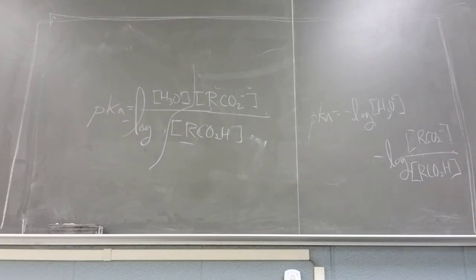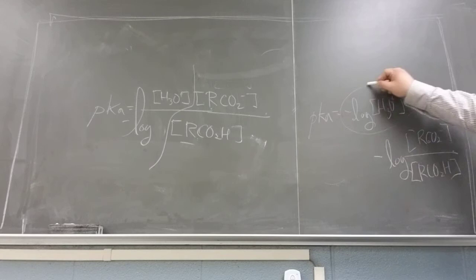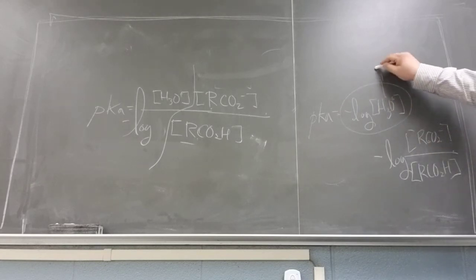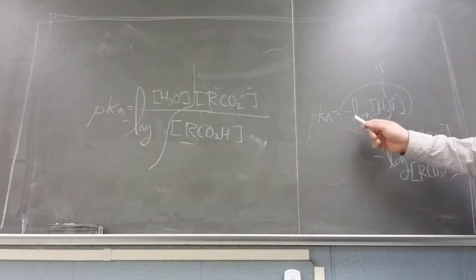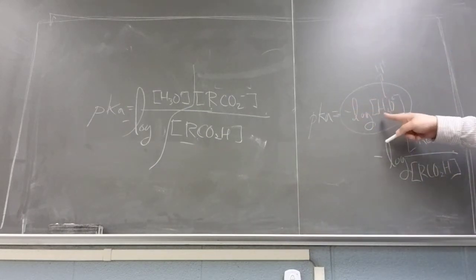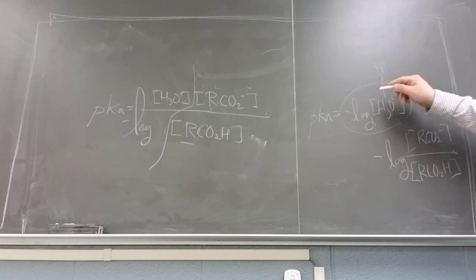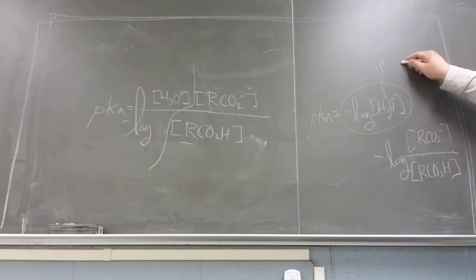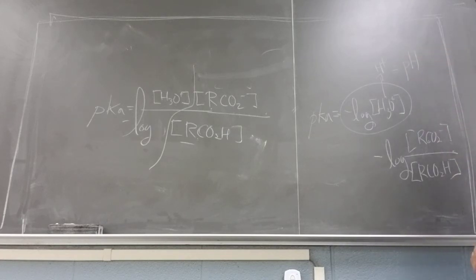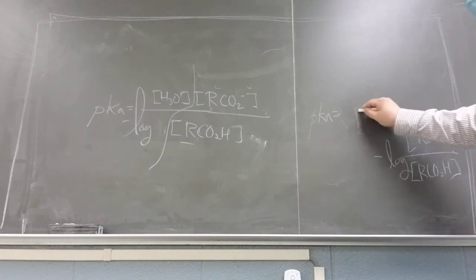So if you think about this one here, this is the same as a proton, right? Because it's just with water. So negative log of hydrogen cation is the same as negative log of proton, which is what? Negative log of hydrogen cation concentration will be pH. So then this can be pH.